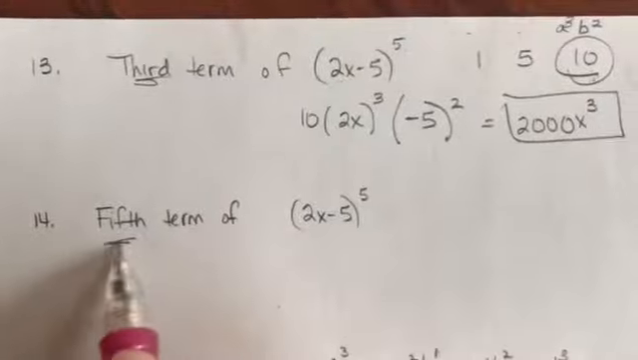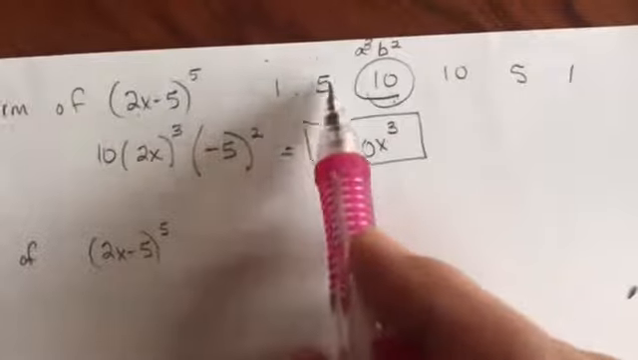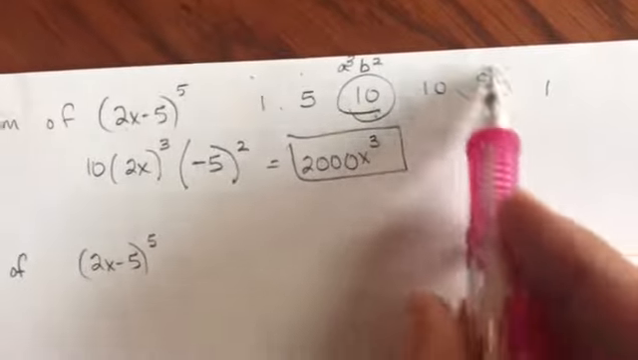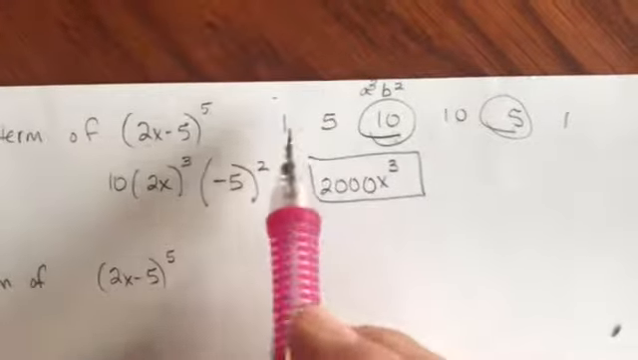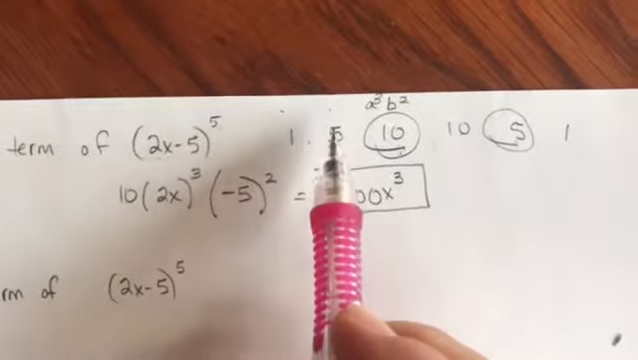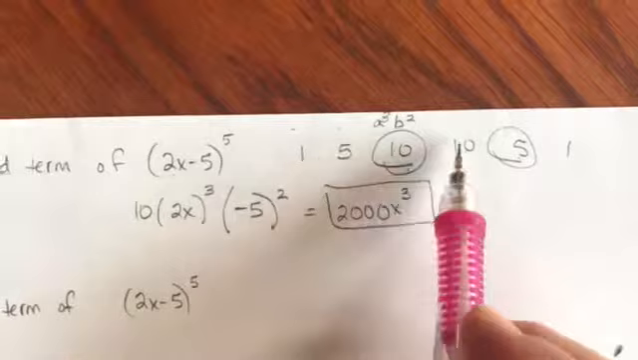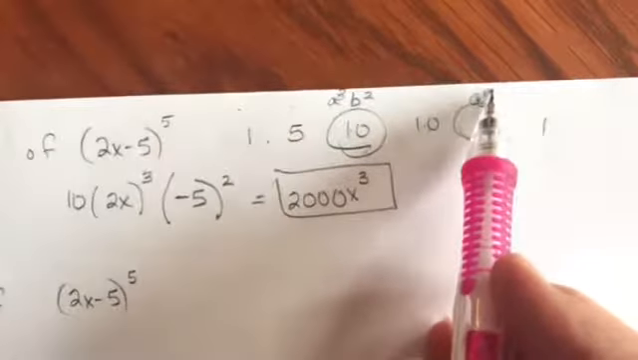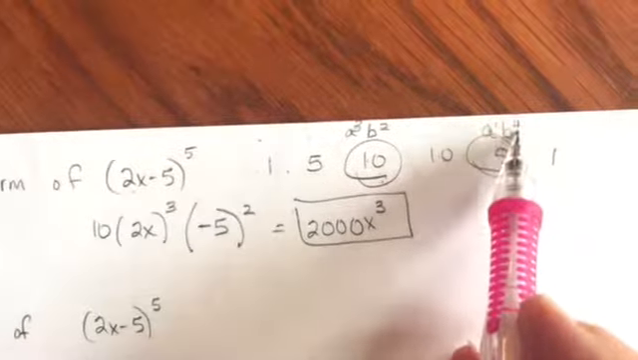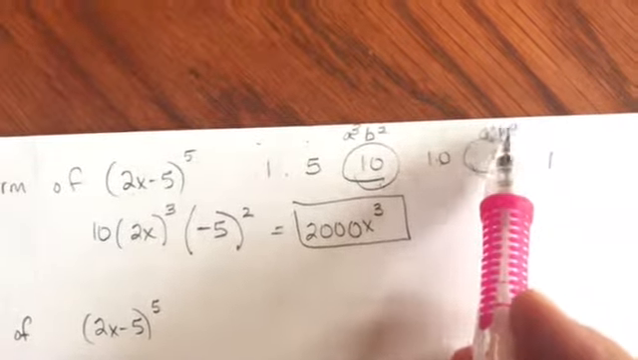Okay, this one wants the 5th term. So 1, 2, 3, 4, 5. There's my 5th term right there. So I've got to be careful. Remember, if I'm doing this, this is a to the 5th, a to the 4th, a to the 3rd, a to the 2nd, a to the 1st, which means it would be b to the 4th, because these have to add up to 5. Remember?